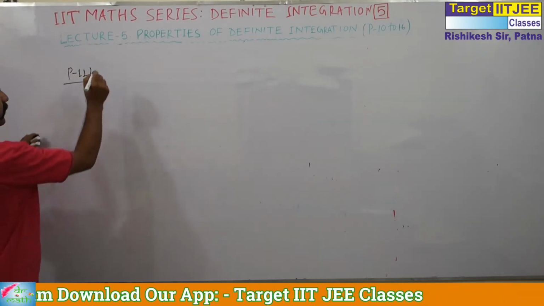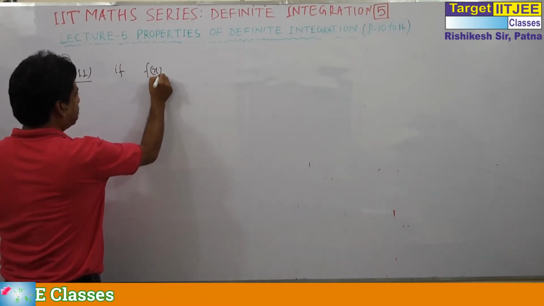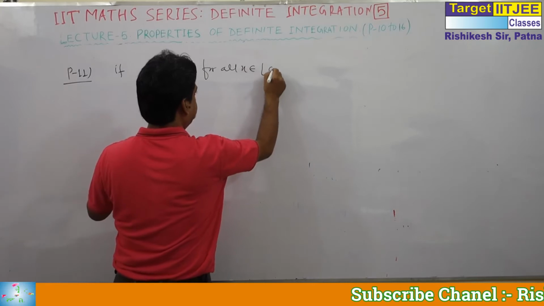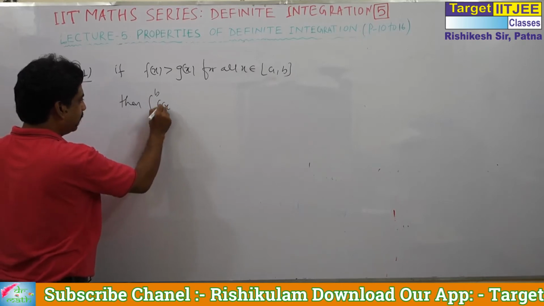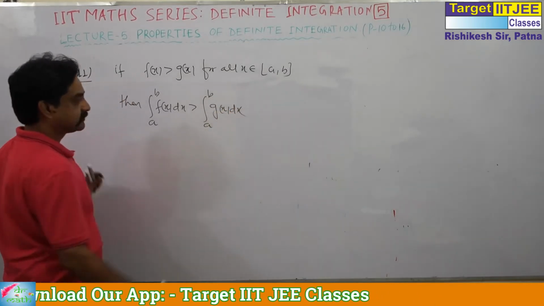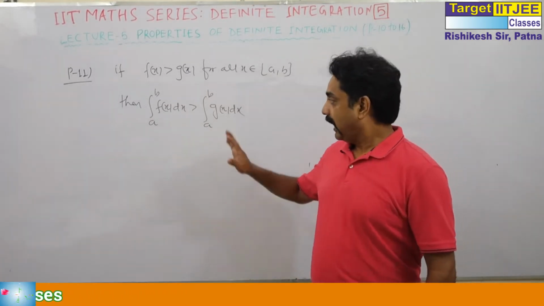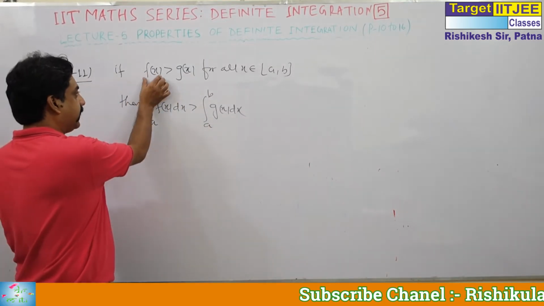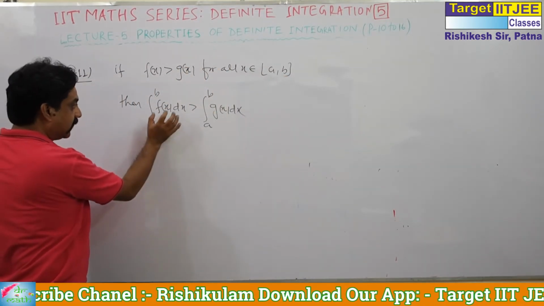Now, if f(x) is greater than g(x) for all x belongs to [a, b], then integral a to b f(x) dx is greater than integral a to b g(x) dx. If a function is greater, then its integral value is greater. If a function is greater in a certain interval at all points for all x belongs to [a, b], then its integral value is greater.